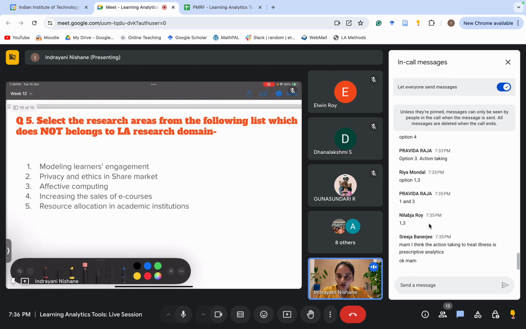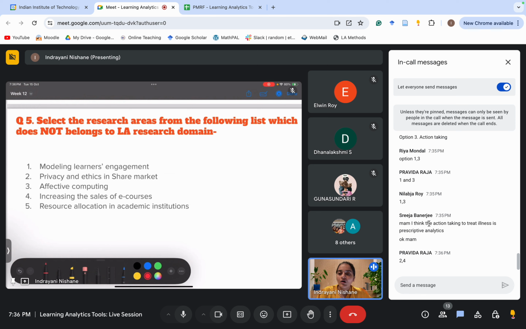So coming to question 5. Select the research areas from the following list which does not belong to LA research domain. Okay, so this also I will wait for the answers in the chat box. So which is not part of learning analytics research? Okay, so modeling learner engagement, privacy and ethics in share market, effective computing, increasing sales of e-commerce, resource allocation in academic institutions.